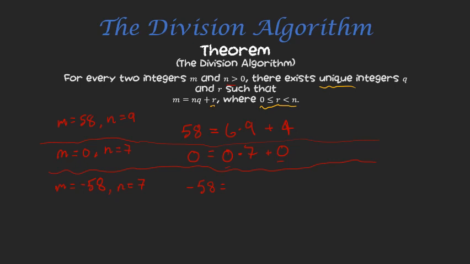Well, I know, 7 times, we've got to think about this one, right? Well, I know that r has to be positive for this to work, right? And so how many groups of 7? Well, I could do negative 9 groups of 7. That would put me at negative 63. So negative 9 groups of 7 puts me at negative 63. And so that's a remainder of positive 5. And so that works as well.